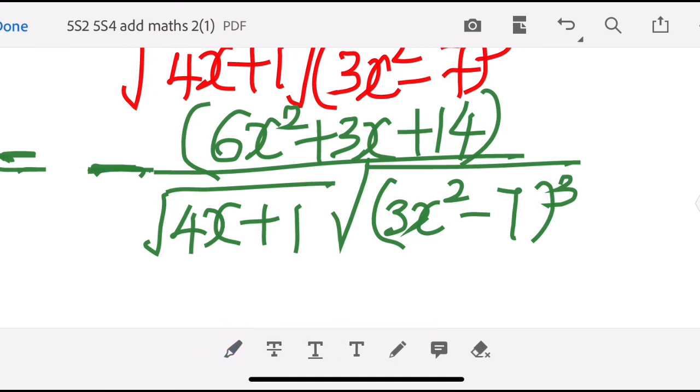I really hope that my sharing helps you clear your confusion about the skills of differentiation involving the quotient rule. So that's all my sharing for today.